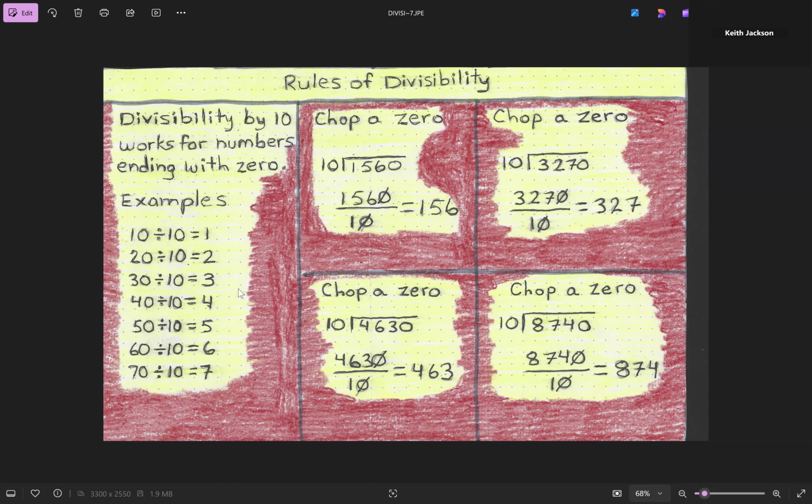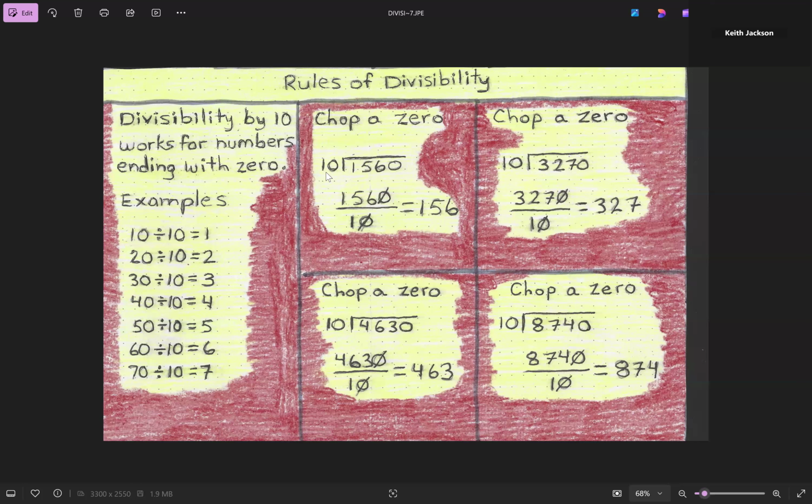We know that 10 divided by 10 will give us 1. 20 divided by 10 will give us 2. 30 divided by 10 will give us 3. 40 divided by 10 will give us 4. 50 divided by 10 will give us 5. 60 divided by 10 will give us 6. And 70 divided by 10 will give us 7. And the reason why I'm going through that redundancy is just to let you know that all you have to do when you divide by 10, if that number ends in 0, is just chop off a 0.